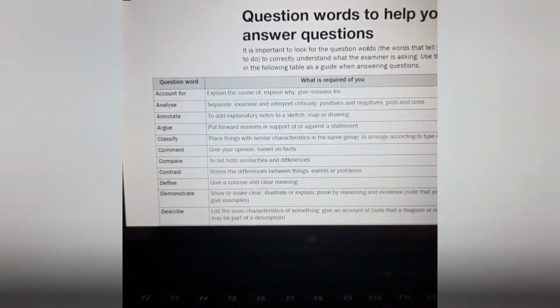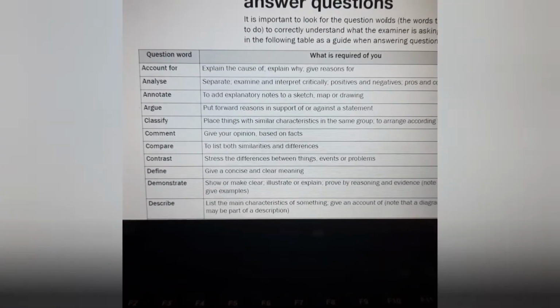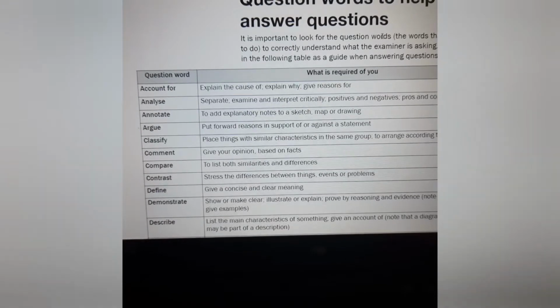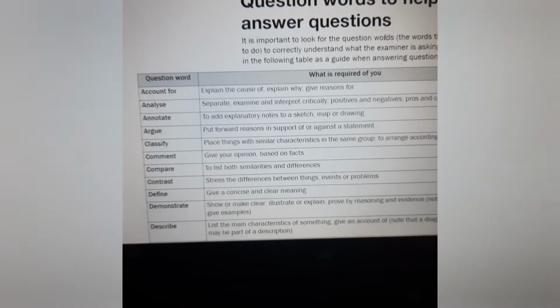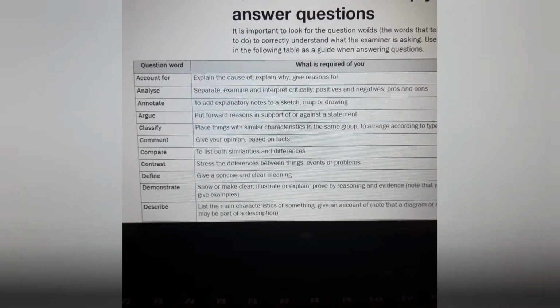When you see a question and you're being asked to account for, it simply means explain the cause of, explain why, give reasons for that question that you are given. I hope you guys see this. When you're asked to analyze, it means the examiner wants you to separate, examine, and interpret critically. Positive and negatives, pros and cons. So now you are analyzing the positive and the negative, the advantages and the disadvantages.